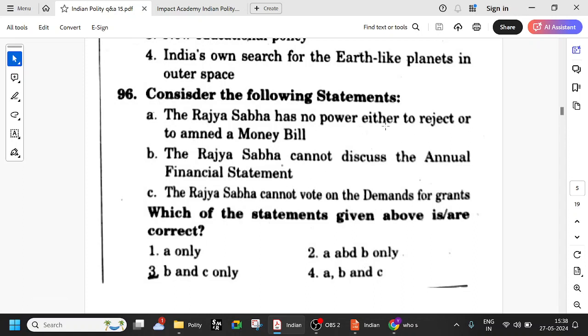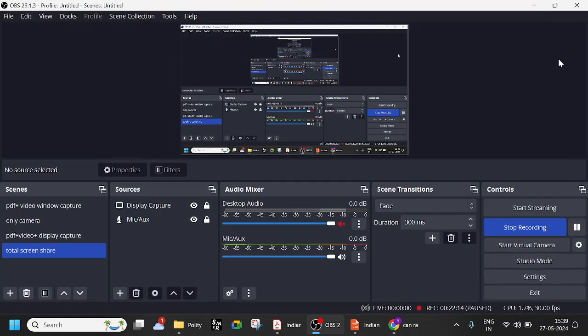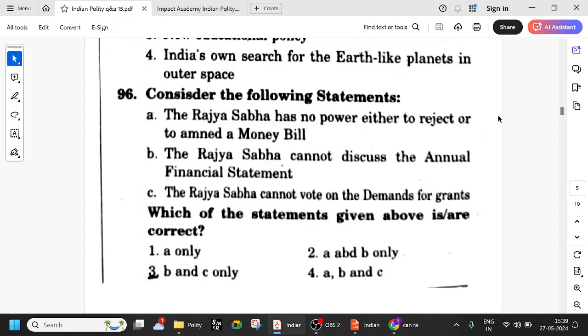So the Rajya Sabha has no power either to reject or amend a money bill. So this is correct. A is correct. Rajya Sabha cannot discuss the annual financial statement. I think this is not right because Rajya Sabha can discuss. Rajya Sabha cannot vote on the demand for grants. So let me quickly check because the answer is not clear. Among these statements, which of the statements is or are correct?